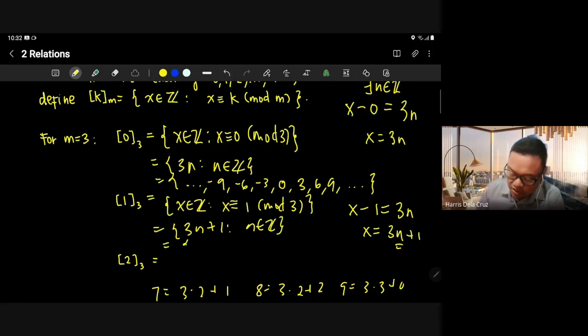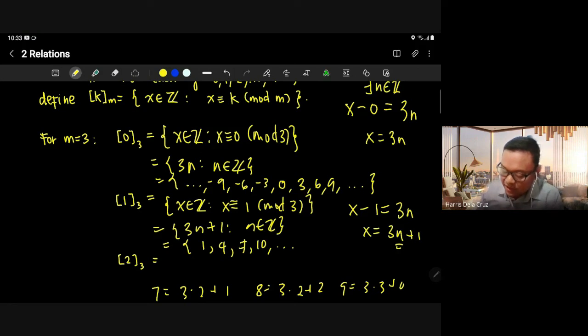So kung magsasubstitute tayo ng specific number, let's say, n is equal to 0, so we have 1. N equals 1, so we have 4. N equals 2, we have 7. N equals 3, we have 10, and so on.